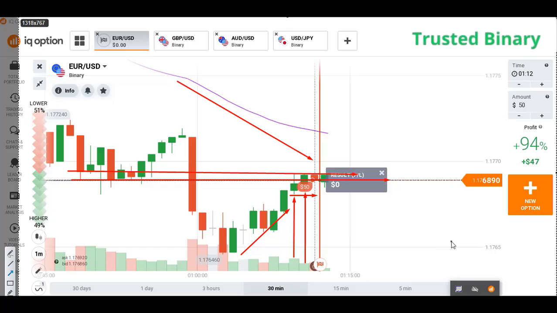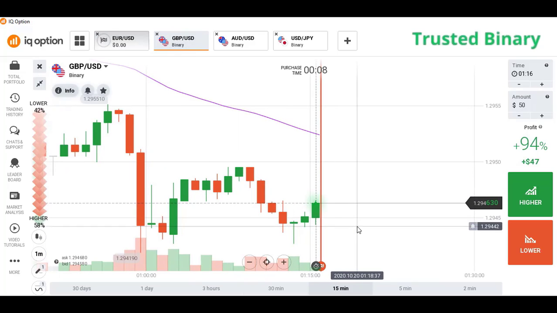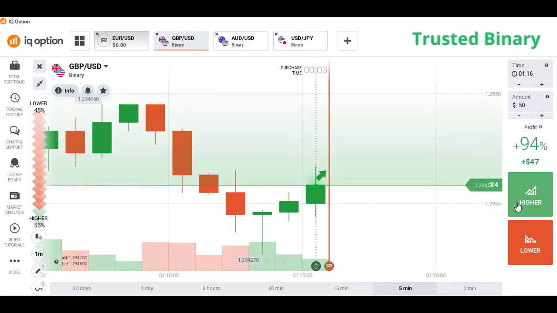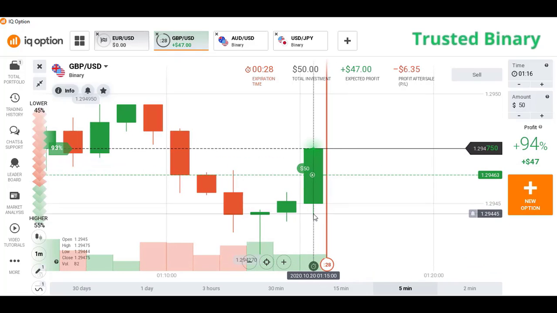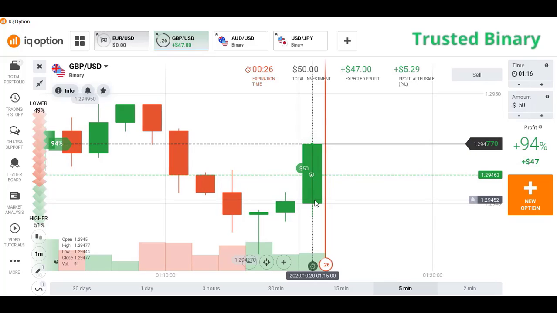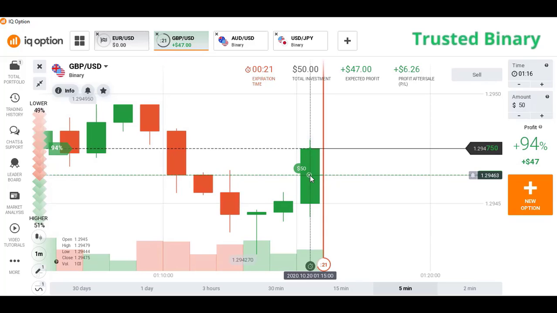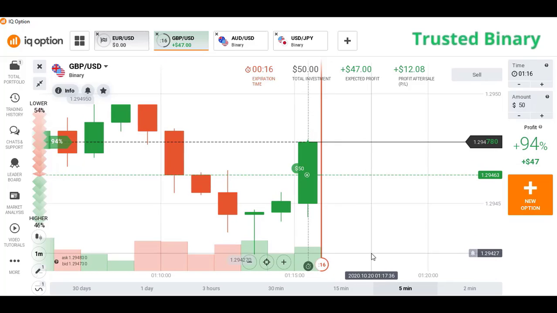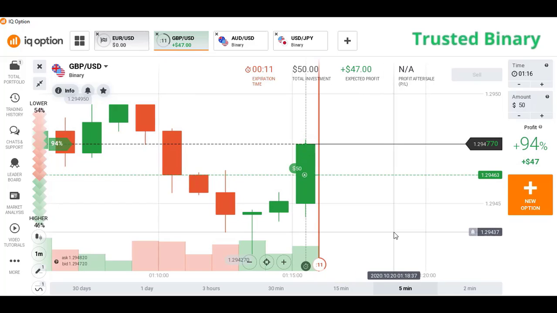So let's see another pair for the next opportunity. I placed my trade in the higher direction. So let's see what will happen here. This is my very late entry. Volume suggesting to me the market obviously goes up, but it's my very late entry. So let's see what will happen here.